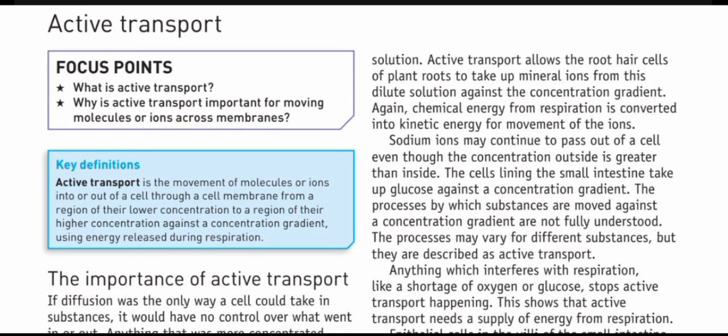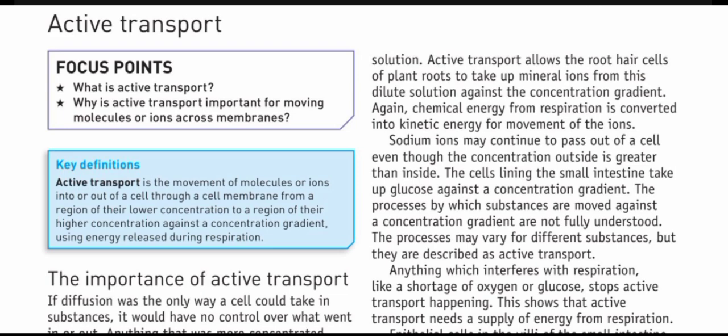Now here is the point: what is the source of the energy that is required for active transport? The chemical energy released during respiration is converted into kinetic energy, which is used for the movement of ions and molecules. So active transport depends directly on respiration. Now there is a very tricky question: the effect of stopping respiration. Anything that interferes with respiration, such as lack of oxygen or lack of glucose, will stop active transport. This clearly shows that active transport needs a constant supply of energy from respiration.